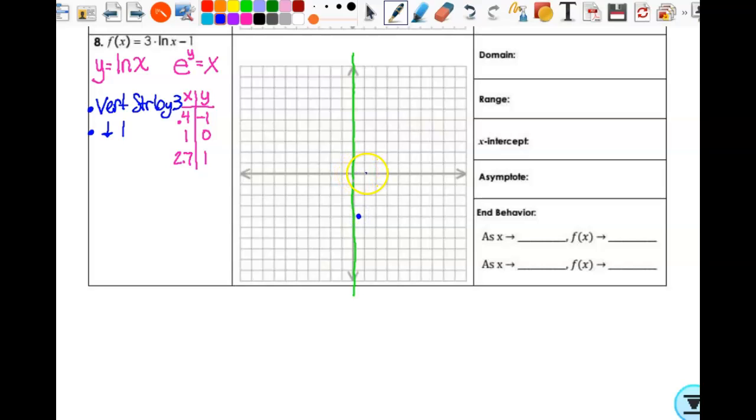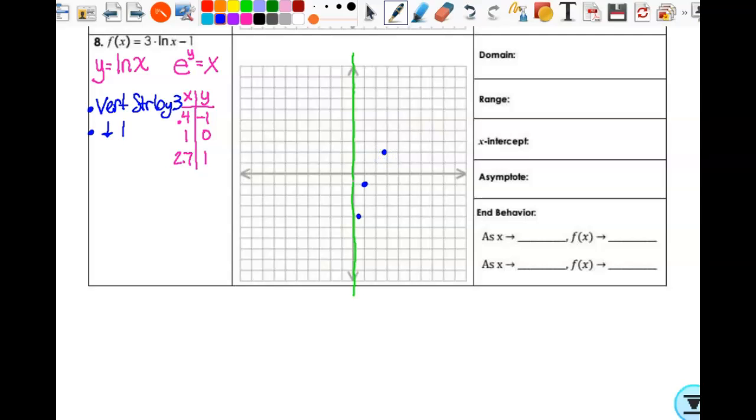My next point is at 1, 0. Vertical stretch by 3, nothing happens. But then I go down 1, I end up right there. Then I go to about 2.71. Vertical stretch by 3, my new y value is 3. And I go down 1, I end up about right there.